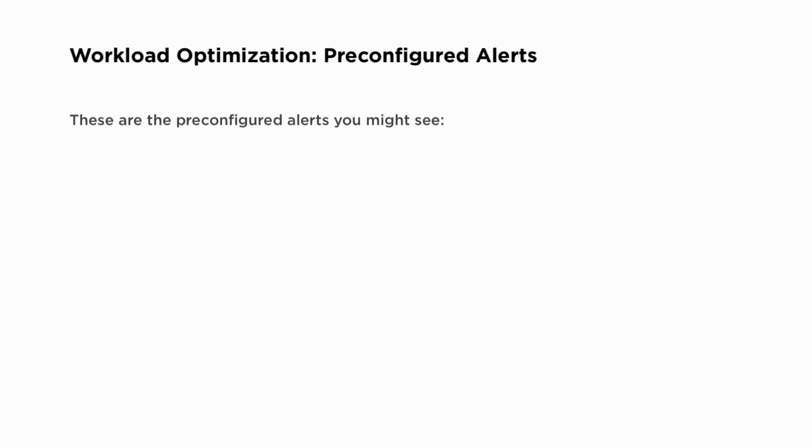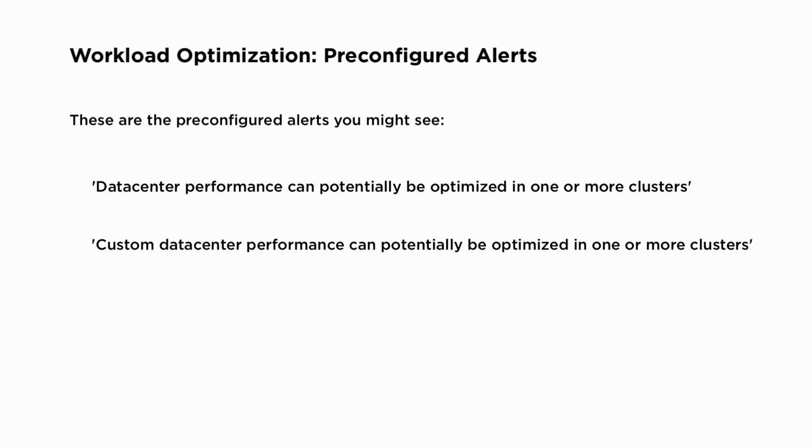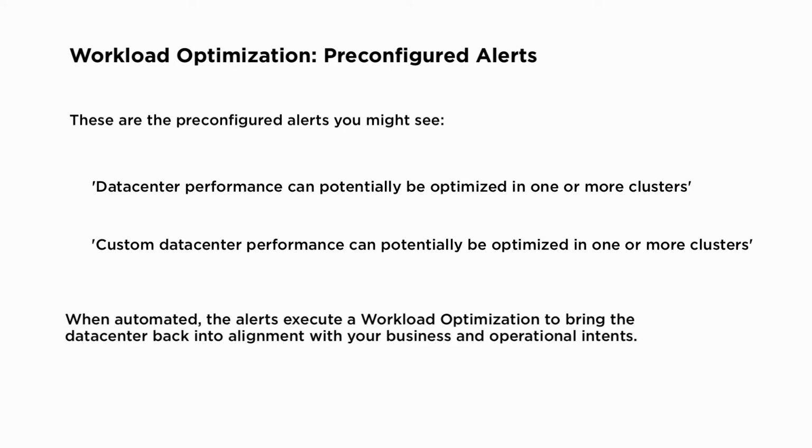These are the pre-configured alerts you might see. Data center performance can potentially be optimized in one or more clusters. And custom data center performance can potentially be optimized in one or more clusters. They appear when a data center or custom data center is no longer optimized based on your operational intent. When automated, the alerts execute a workload optimization to bring the data center back into alignment with your business and operational intents.